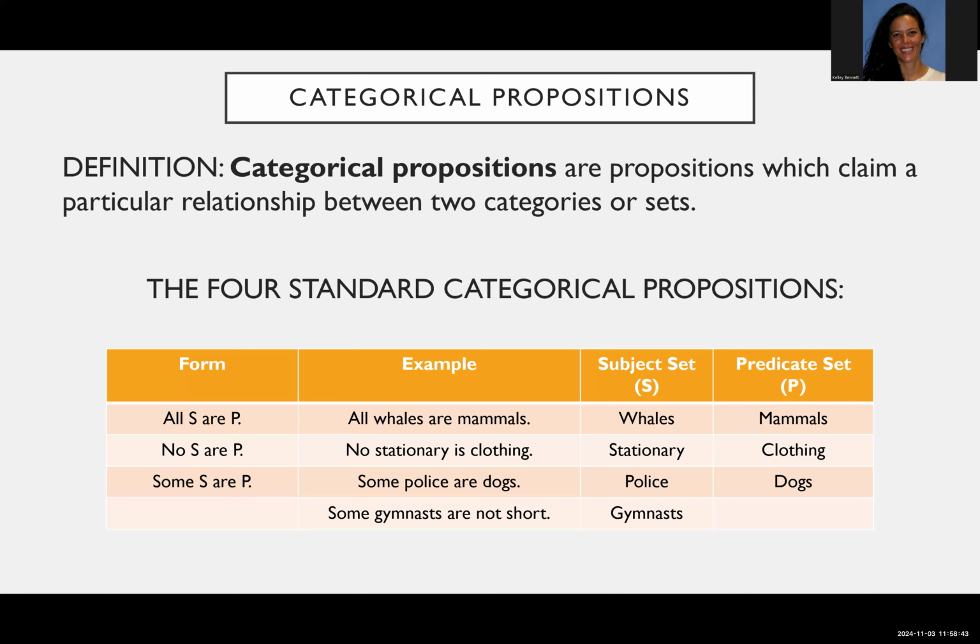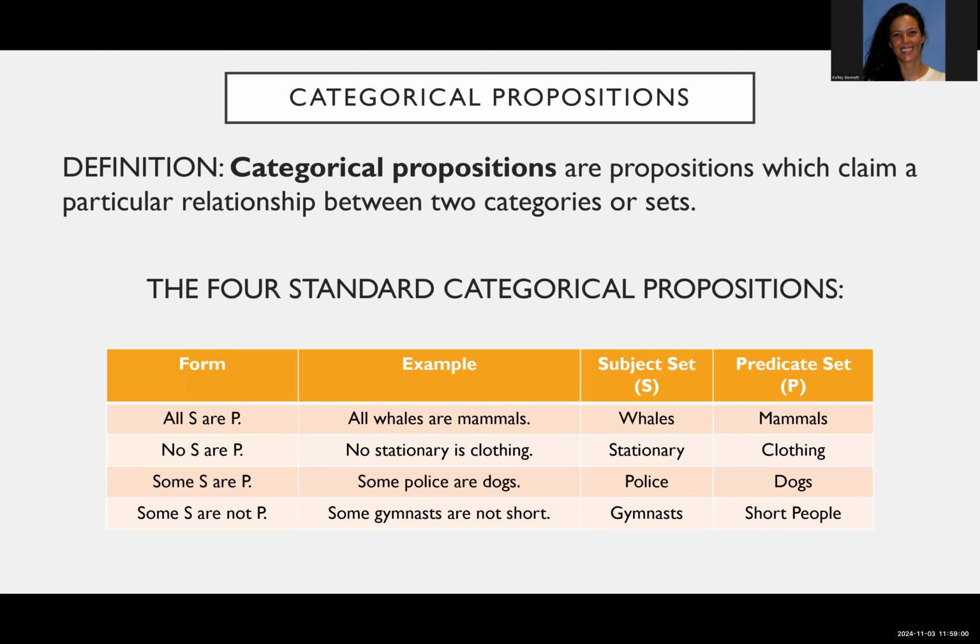And then lastly, some gymnasts are not short. And so gymnasts are the subject set. Short people are the predicate set. So the form is that some S are not P. And this is definitely weird, and you might be asking yourself, like, why would I do this?